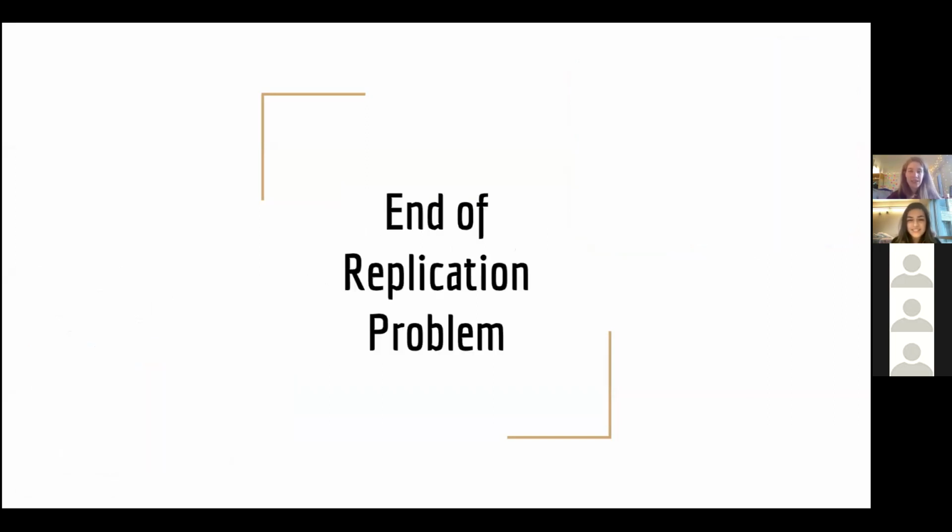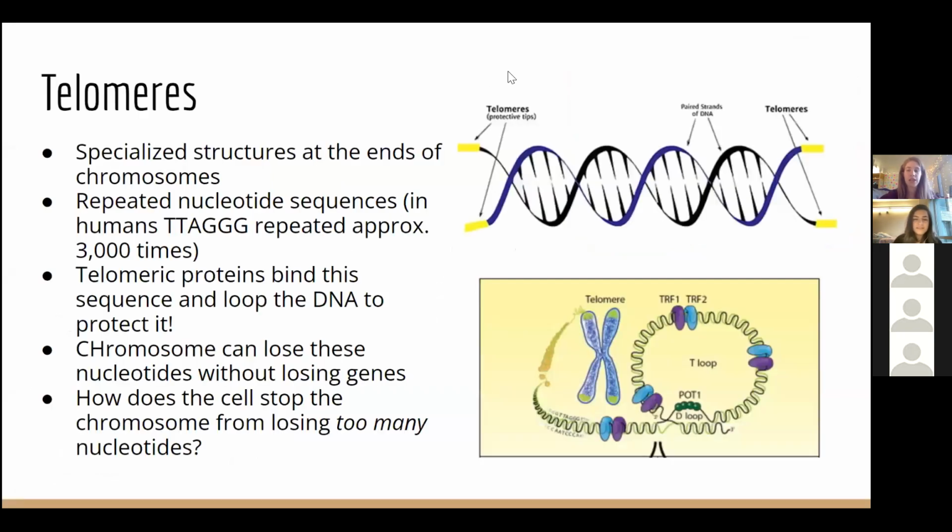So Tuesday we left off with the end of replication problem. I did not have slides on it, and I thought we should touch on it because this is definitely a really important concept. So starting with telomeres. Telomeres are specialized structures at the end of the chromosomes. Important to note that not all chromosomes have telomeres.